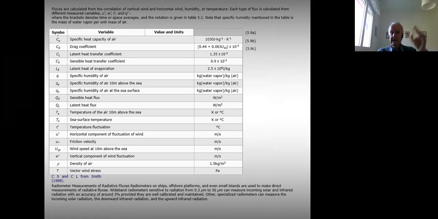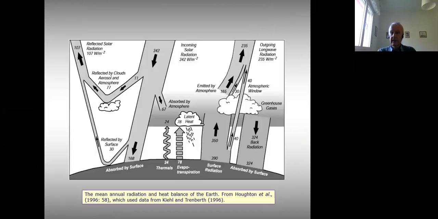Here is a number of variables and units and so forth. I won't go into this detail because it's too complicated. And here is the mean annual radiation and heat balance of the Earth. It seems very, very complicated, but with a little bit of patience we can understand this.